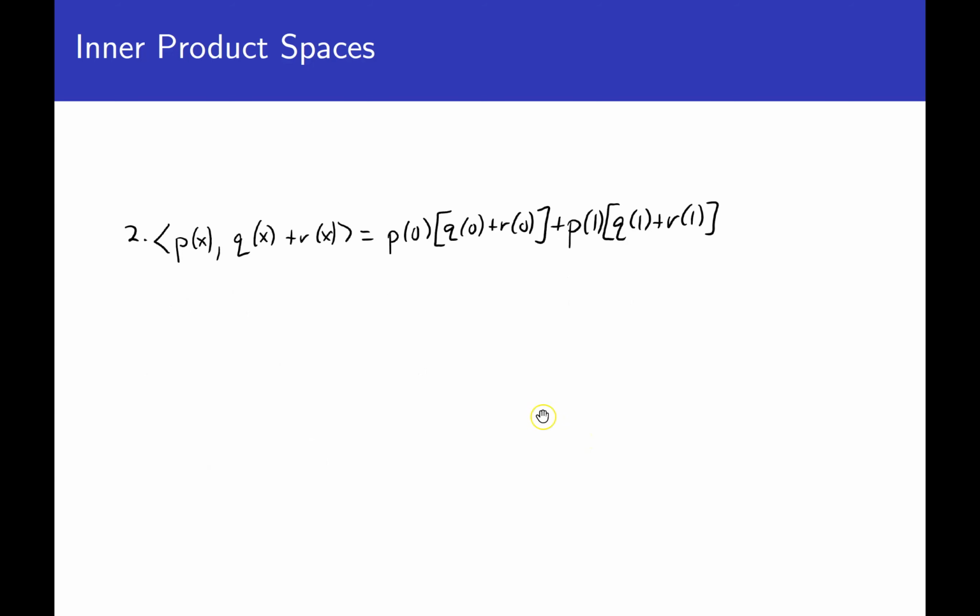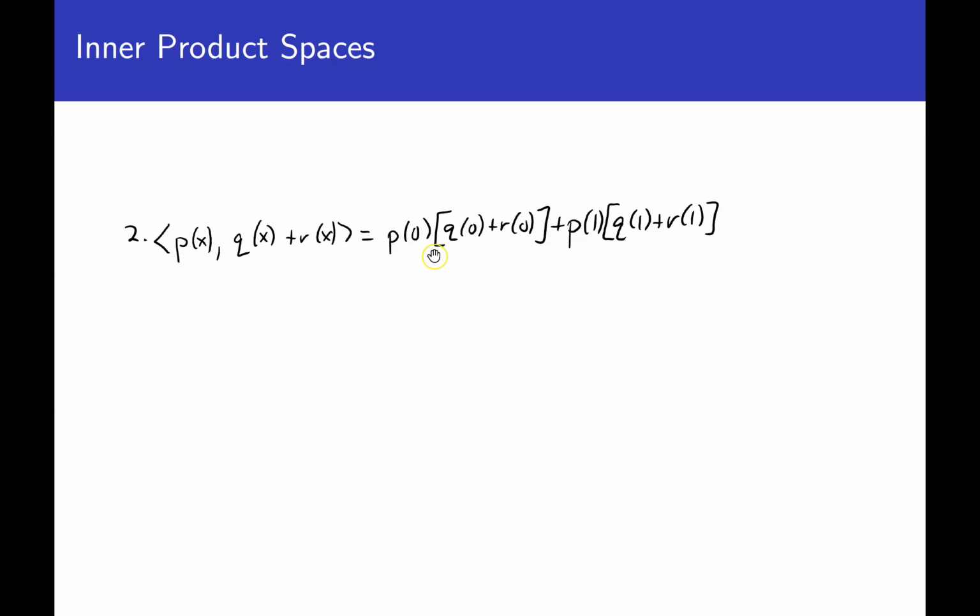Let's go to the second property, which says that the inner product distributes over sums. According to the definition, we plug in 0 into each polynomial, multiply the results together, and plug in 1 into each polynomial, and multiply the results together, and then add.